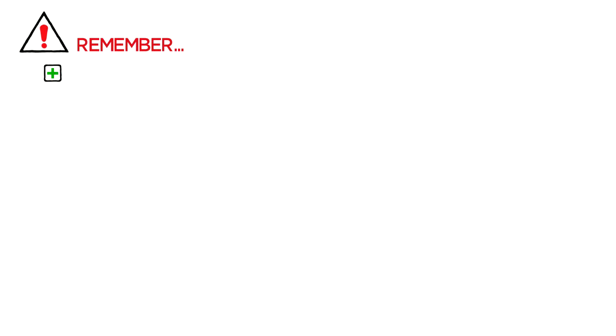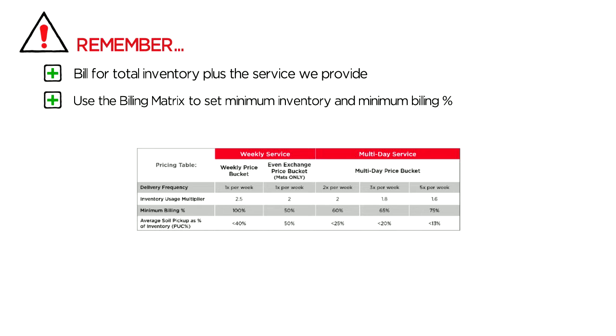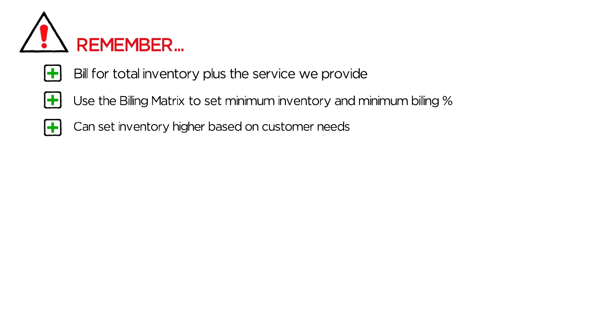Our billing for bulk lines is not solely based on what we deliver. We bill for the total inventory set aside for that customer, plus the service we provide. Use the billing matrix to calculate the minimum inventory needed for the customer's estimated weekly usage, as well as to set the minimum billing percentage based on the number of service days. It's okay to set a customer's inventory higher than the minimum if they need more on hand or if their usage history dictates.